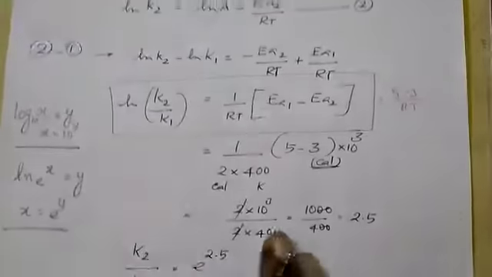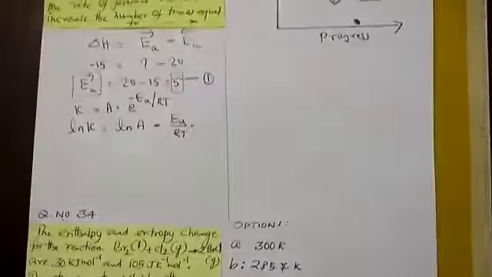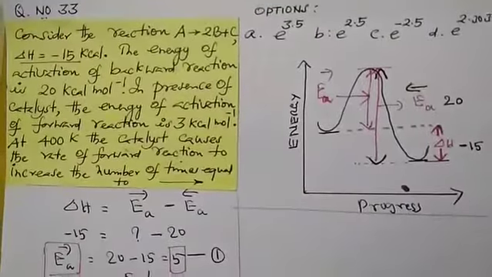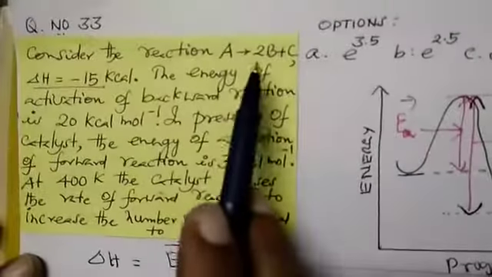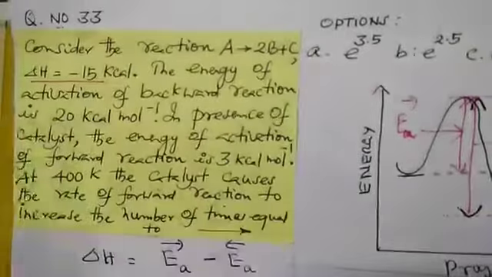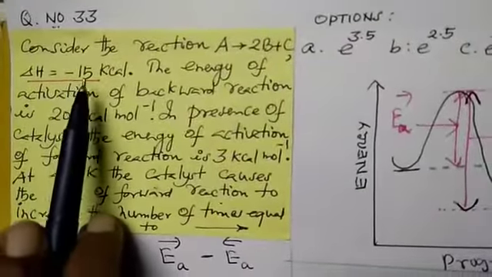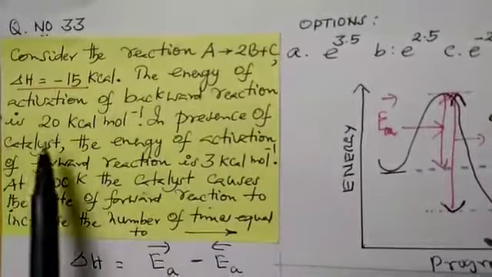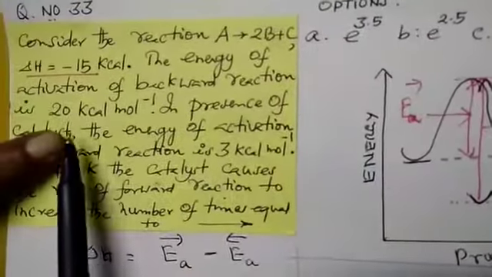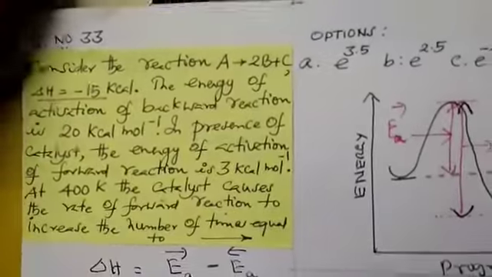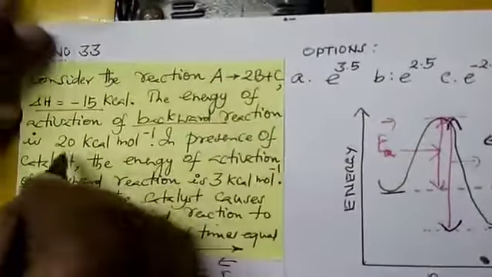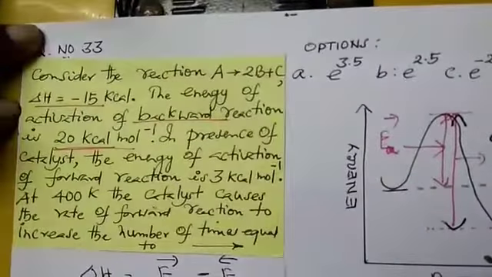Now we are moving to the next question. Question number is 33. Very interesting question. Now the question we will see is: consider the reaction A gives 2B plus C, where delta H is equal to minus 15 kilocalories. The energy of activation of the backward reaction is 20 kilocalories. Now let us underline the knowledge: the energy of activation for backward is 20 kilocalories per mole.